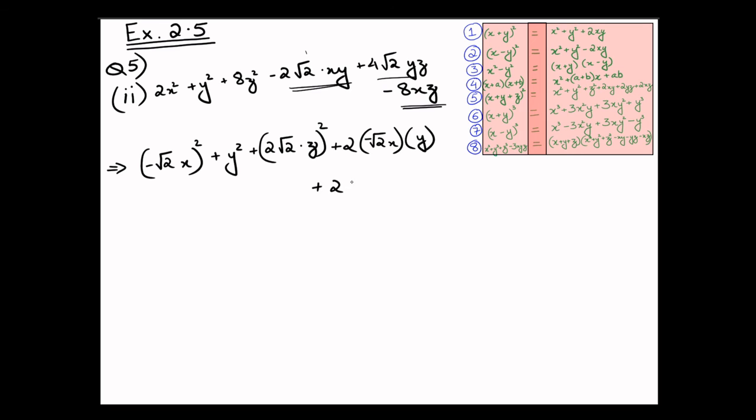For the next term, I need to make it in the form of 2yz. So this is 2 into y. For z we have 2 root 2z. Whereas the last term will be 2 into xz. So we have plus 2. In our case, x is minus root 2x. Z is 2 root 2z.